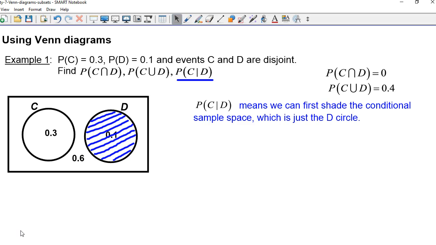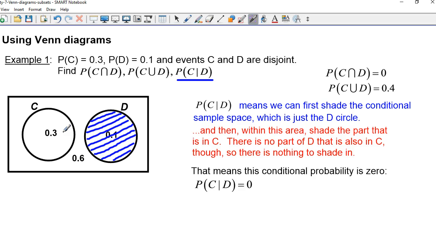Probability of C given D means we can first shade the conditional sample space, which would just be the D circle. Recall that the stuff that's after the line gives us the conditional sample space. So out of D, which would be the D circle, the C tells me how much of that is in C. Well, actually, there's none of that in C, right? The area that's in D that's also in C is nothing, because there's no overlap. So that conditional probability would be 0.